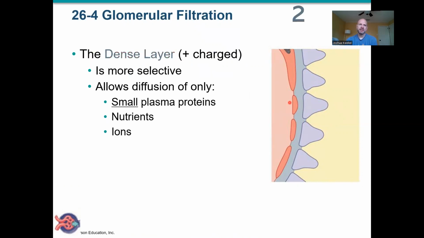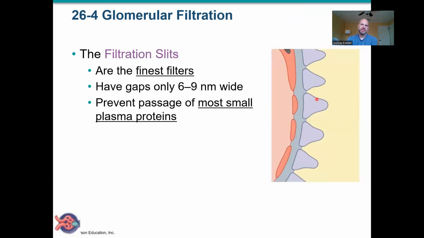The dense layer is more selective. It is positively charged, so it allows only small plasma proteins, nutrients and ions. But it has a positive charge to it, and that's important. Thirdly are the filtration slits. These are the finest filters. They have gaps of only 6 to 9 nanometers wide.